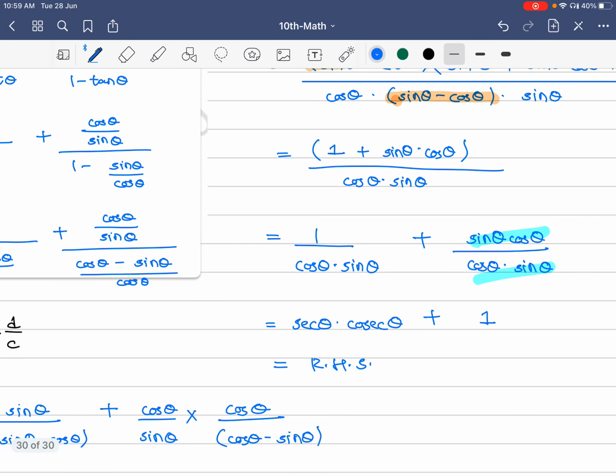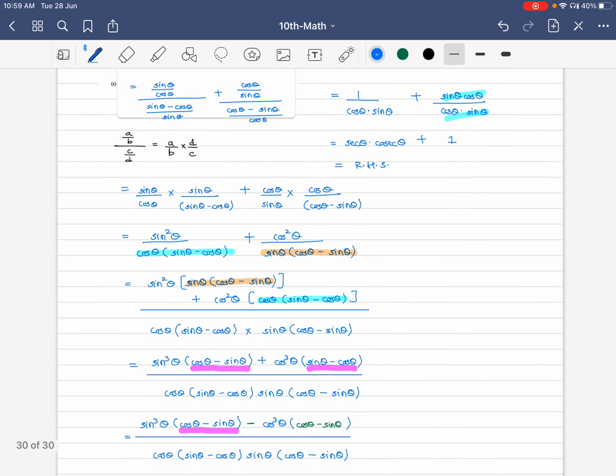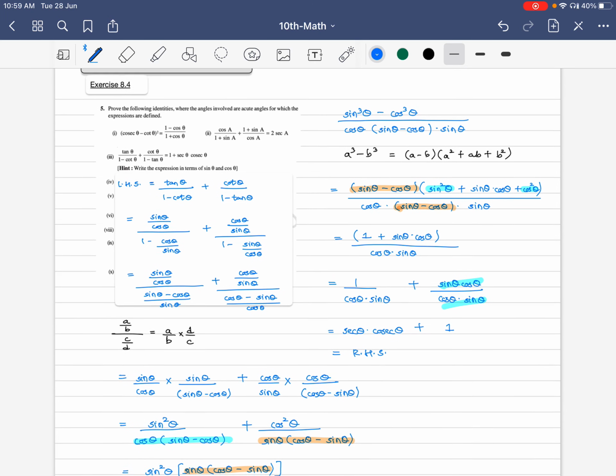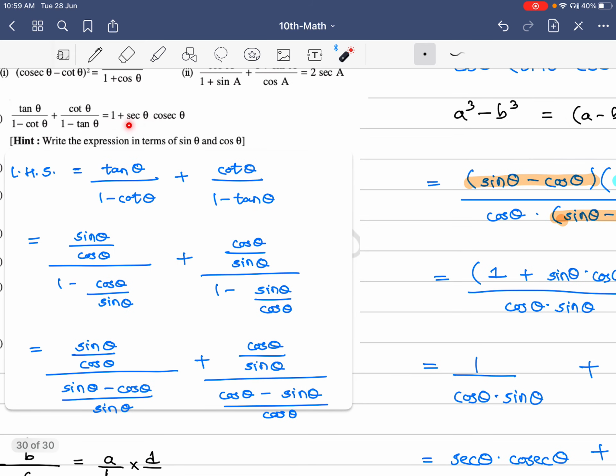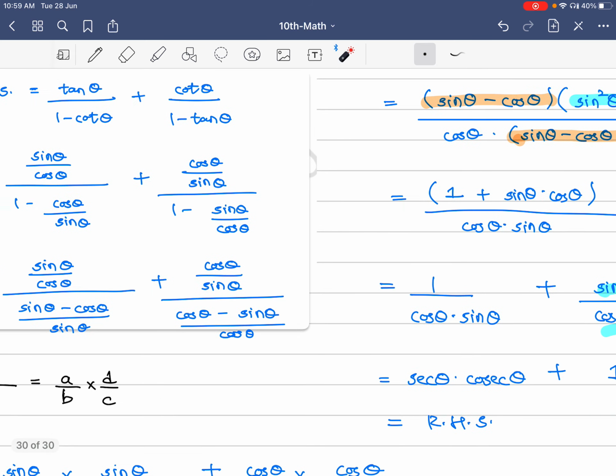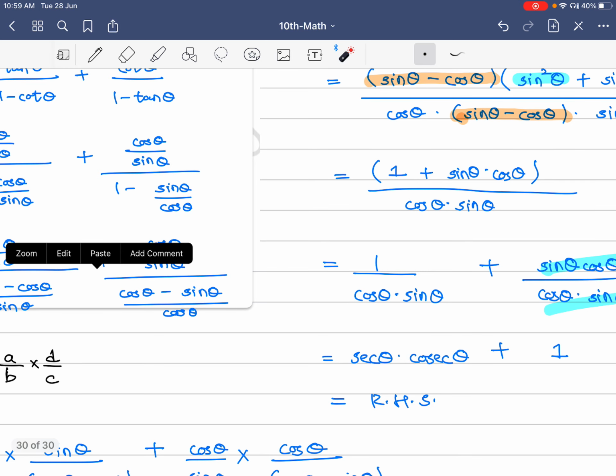So it's quite a big expression. The whole screen of my iPad is full. This was where we started with the left hand side, and this was the right hand side we wanted: 1 plus sec theta into cosec theta. We got it. 1 plus sec theta into cosec theta.